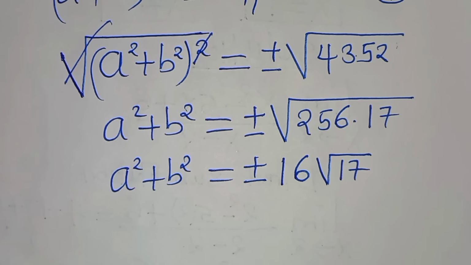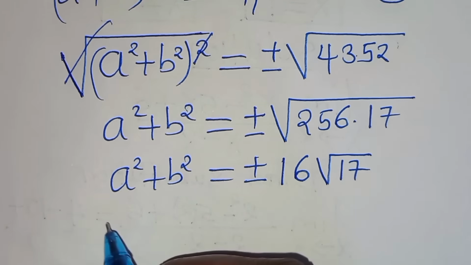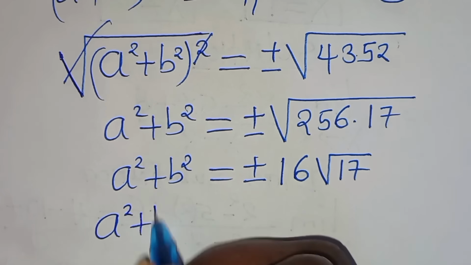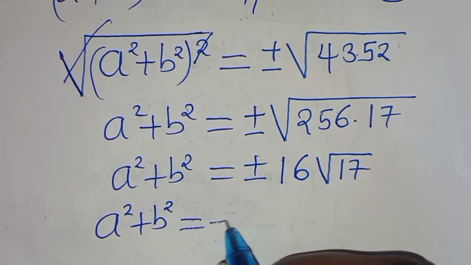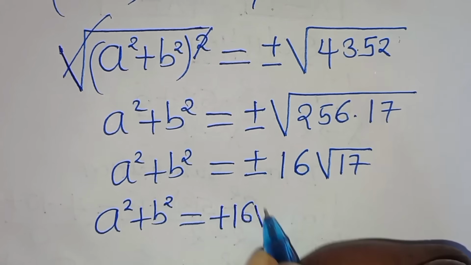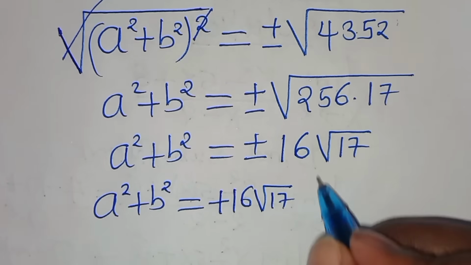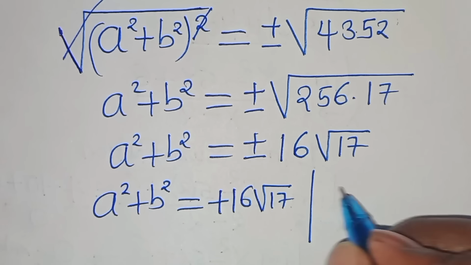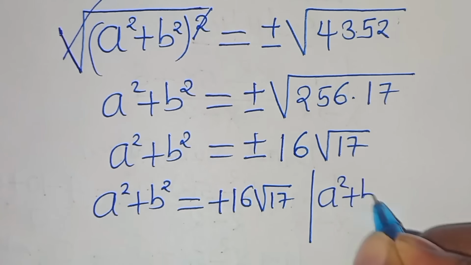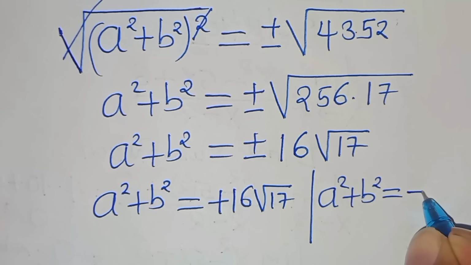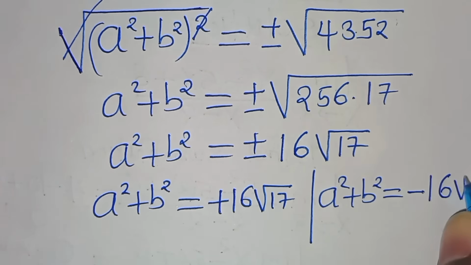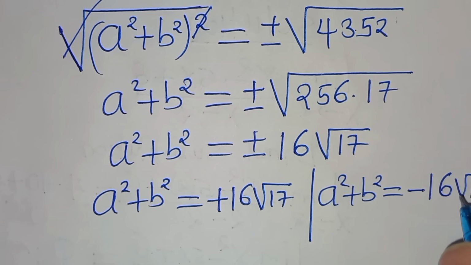Now, this implies that here we have two values of a squared plus b squared. We have the first one as plus 16 square root of 17. And then we have the second one as a squared plus b squared, this is equal to minus 16 square root of 17.